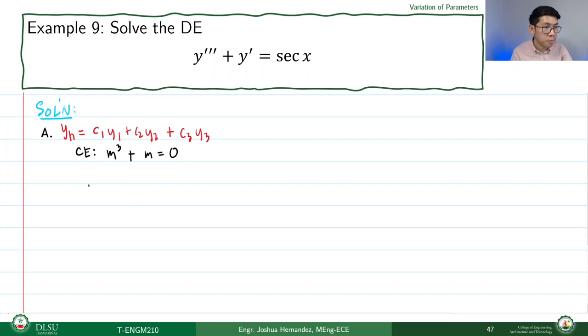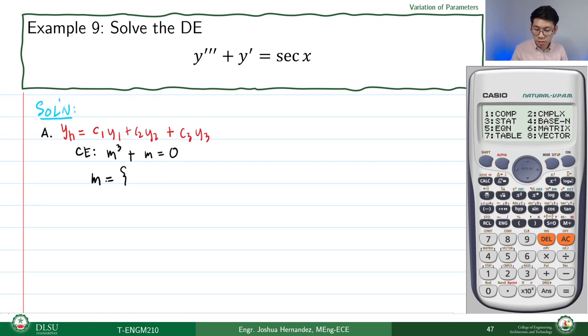So solving for m, using our calculator, let's bring out our calcu. So again, mode equation 5, and then cubic is 4. Yeah. And then plugging in our coefficients for our characteristic equation. For m cubed, 1. For m squared, there's no m squared so 0. For m, we have 1. And then since it's homogeneous, 0. So our solutions are i, negative i, and 0. In other words, this will become 0, and then positive or negative j.